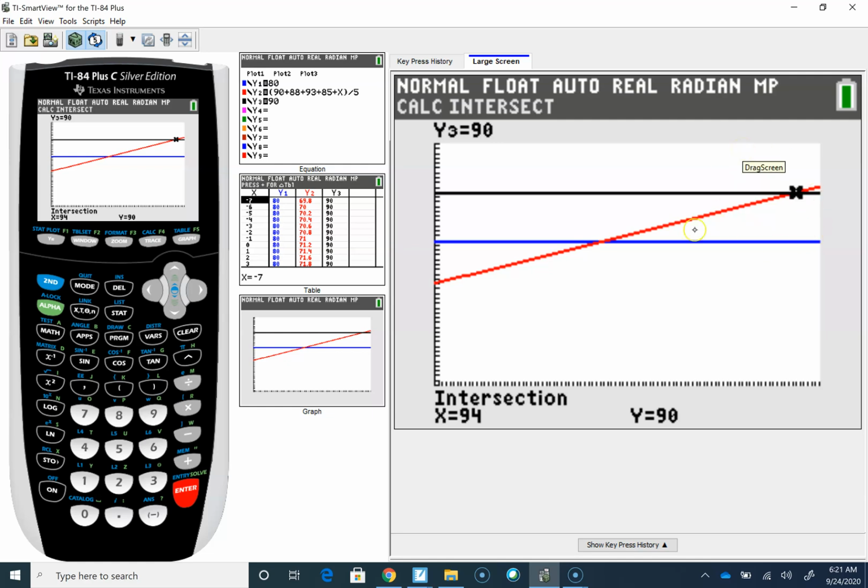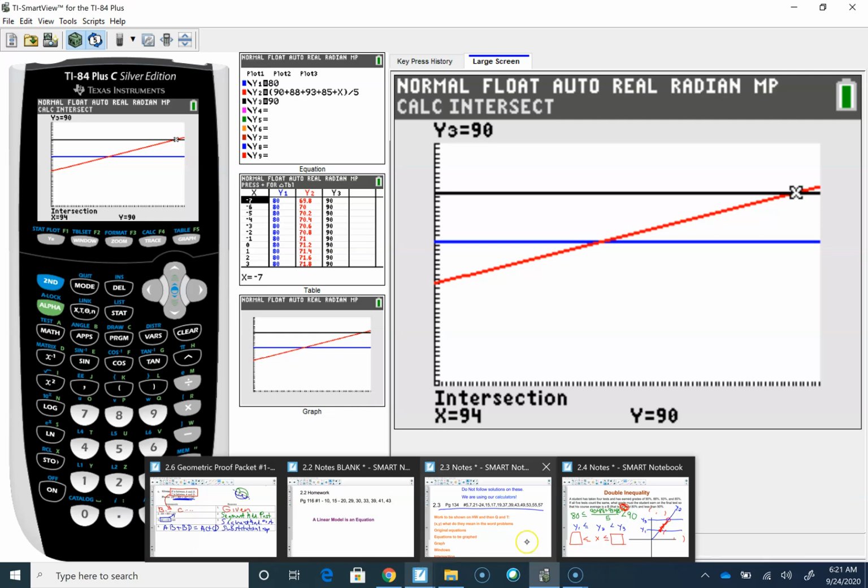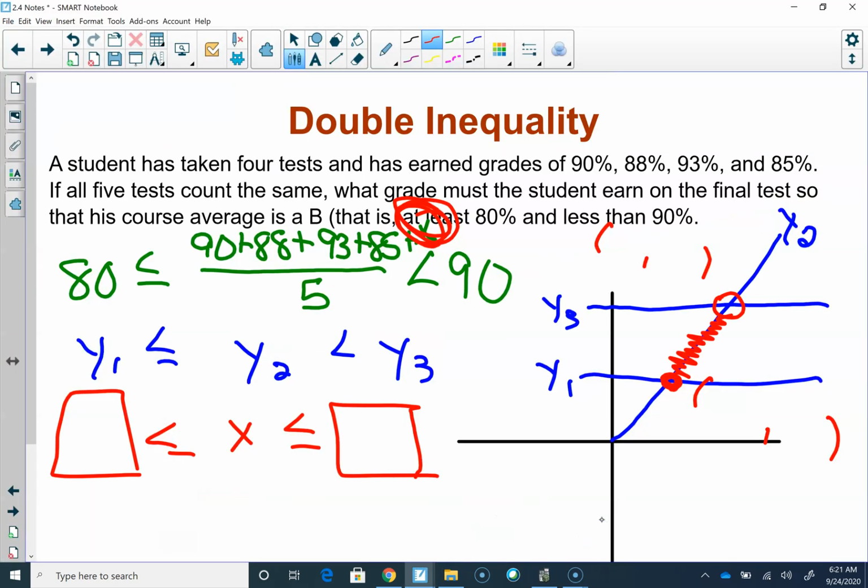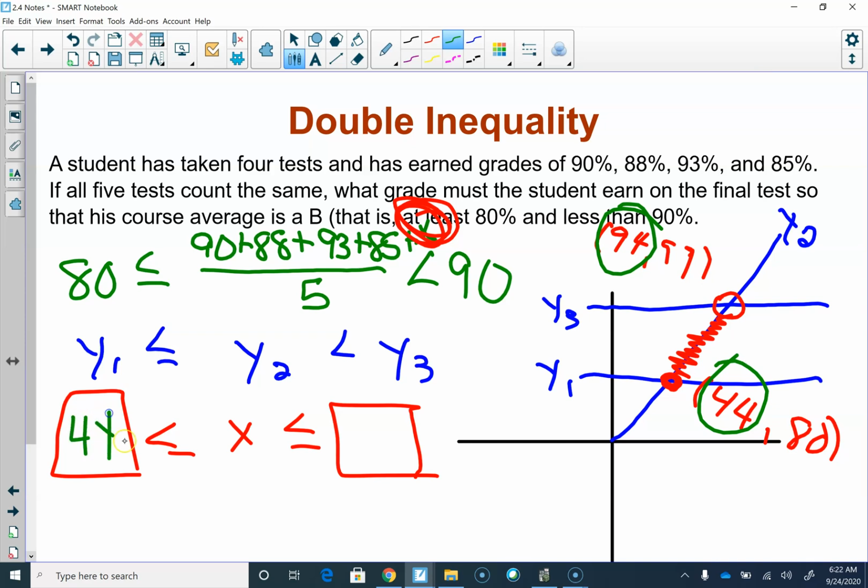You got to really be careful if you have two intersections, which we will get to a lot as we go here. So this one here ended up to be, I'll have to look at what those were. 94.90. And this one down here was 44.80. So then if I look here, what I'm going to put in here, I'm only looking at the X, right? Because that's the score. So this person can get 44, and they can get as high as 94 to stay in the B range.